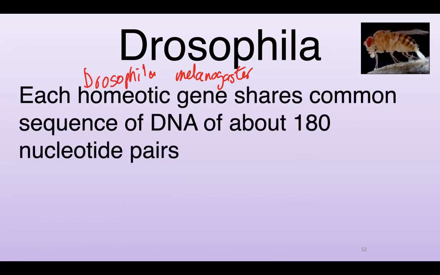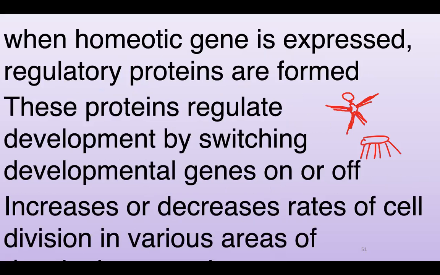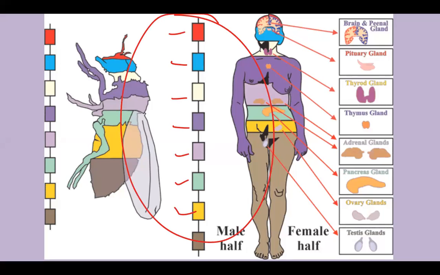So each homeotic gene shares a common sequence of DNA of about 180 nucleotide pairs. These are called the homeobox. These are specific DNA sequences in the homeotic genes that regulate development. So these are basically going to tell where specific body parts go. So if I go back here, each of these is a homeobox. Okay, but together they're called homeotic genes.